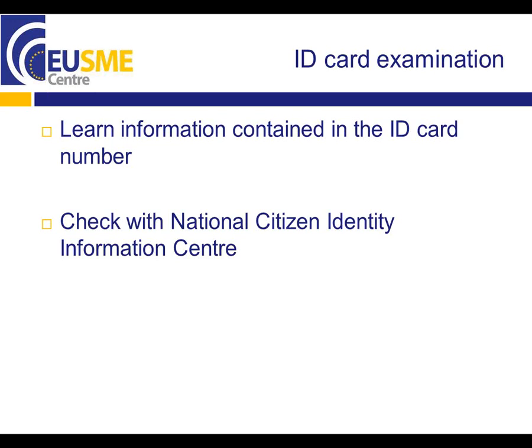There is one institution called the National Citizen Identity Information Center. Of course, they will not provide you with all the personal data about the person you are dealing with. But what they can do is verify whether the name and the number of the ID card match together. And in some cases, they are able to send you even a picture of the person who corresponds to the name on the ID, so you can see if the picture and the person you are talking to match.